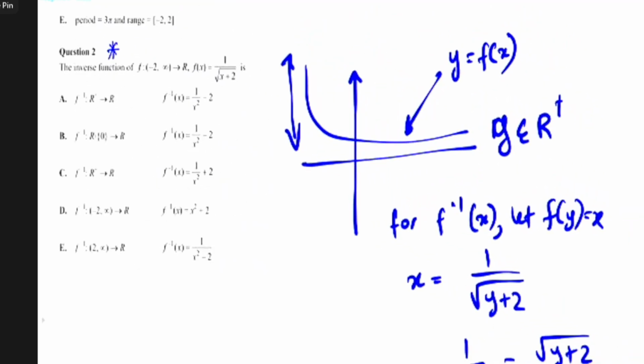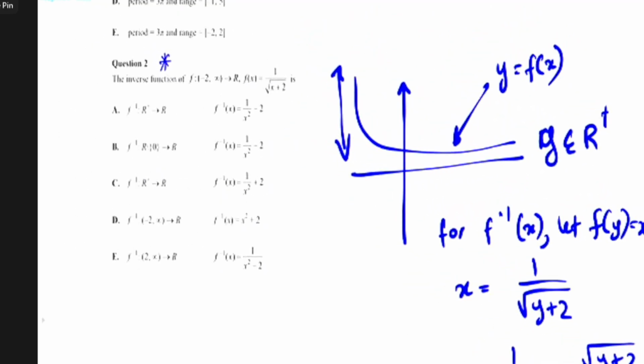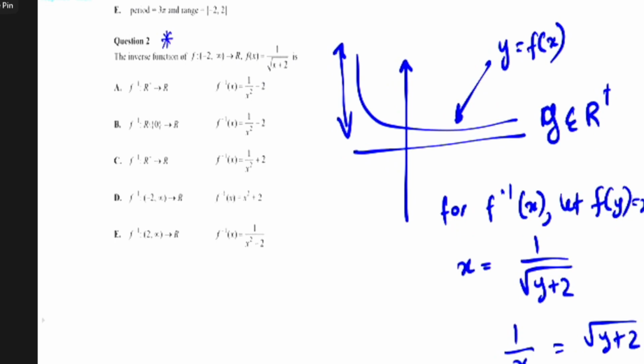And for the inverse of a function, the range of the original function, so that's here, will be the domain of the inverse, so that's here. And here we got the inverse, so we can get A.